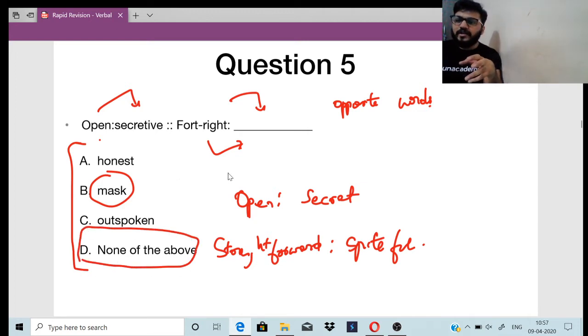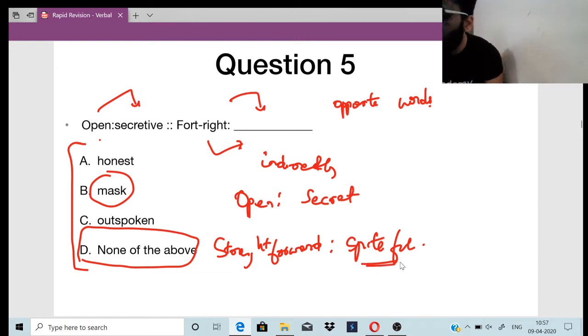Okay? Forthright means straight spoken. Someone who is outspoken, someone who talks directly. So what will be the opposite of forthright? Someone who talks indirectly. So that is called spiteful. Someone who talks indirectly.